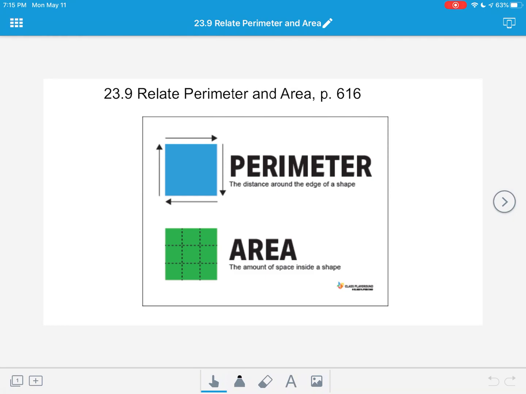Hi, fourth grade. Welcome back to your math lessons. Today we're going to wrap up chapter 23 by focusing on lesson 9, relate perimeter and area.